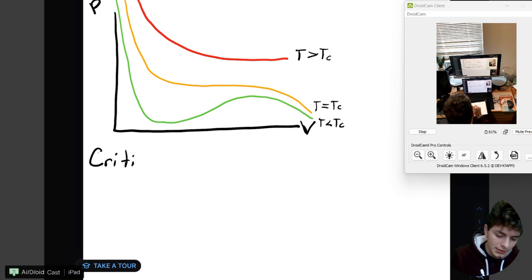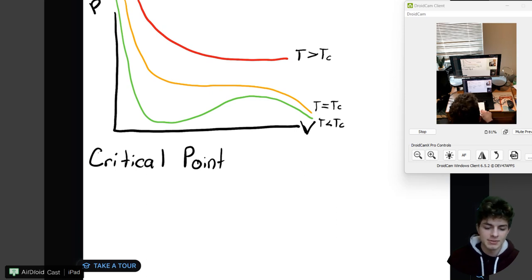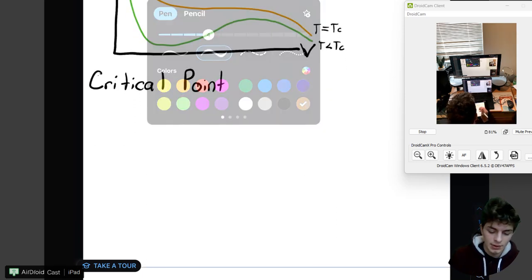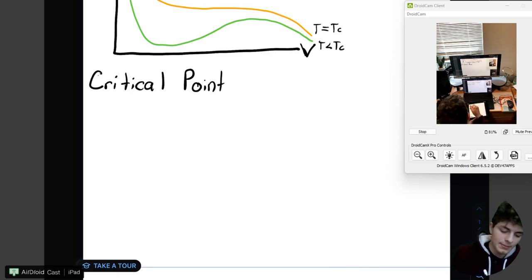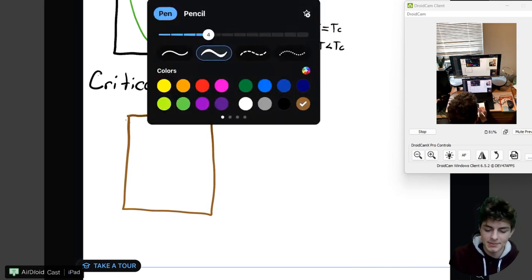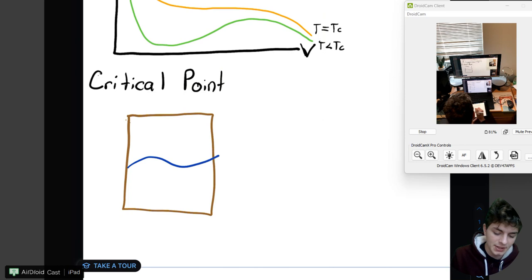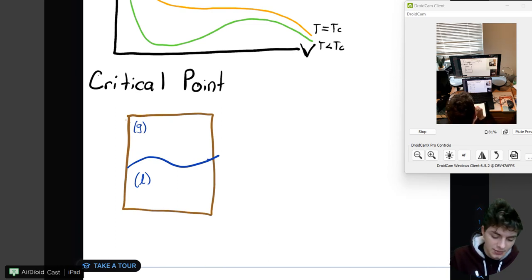The critical point is one specific combination of volume, pressure, and temperature, in which the substance will exhibit some sort of superfluid state. Let me explain that a little bit further. If I have a container of some substance, I'm just going to use water in this example again. So here it exhibits itself as a liquid, and here it exhibits itself as a gas. There's a very clear interphase line, we can say, right here.